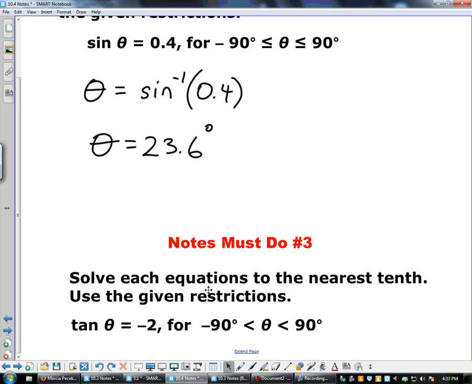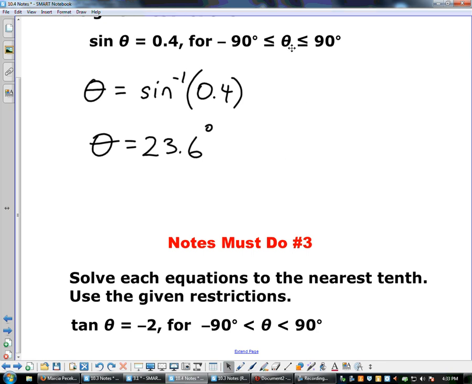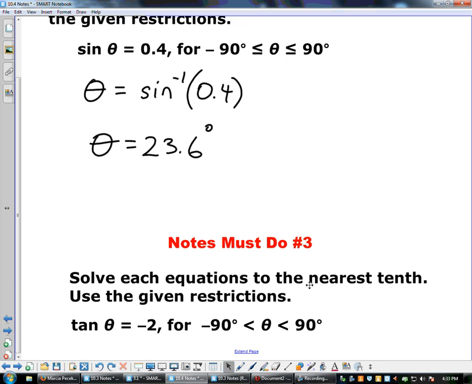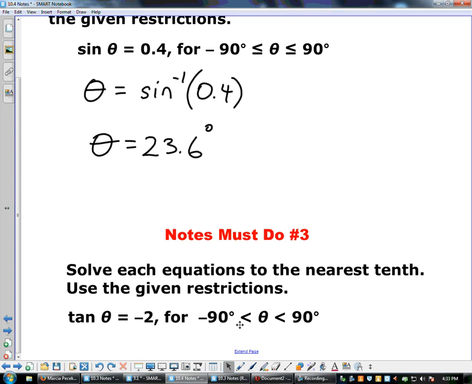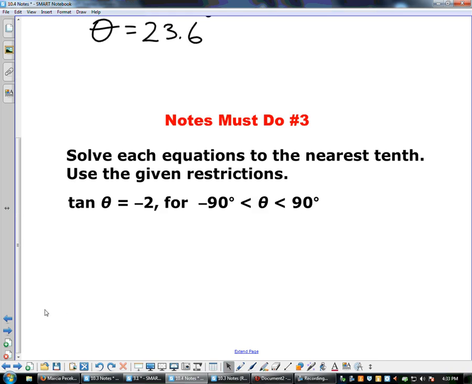Solve the equation tangent theta equals -2, and you want your answer to be between -90 and 90. Notice up here we were including the -90 and 90, and here we're not including. We know our answer could not be -90 or 90 because tangent of 90, for example, is undefined. So you're going to try this one, use your calculator, and do that.